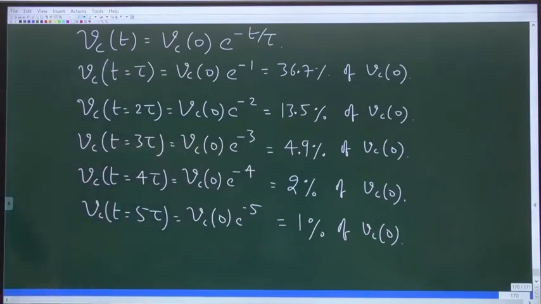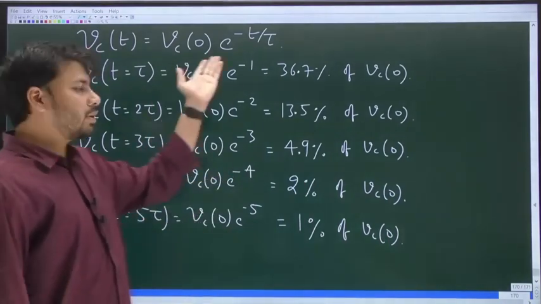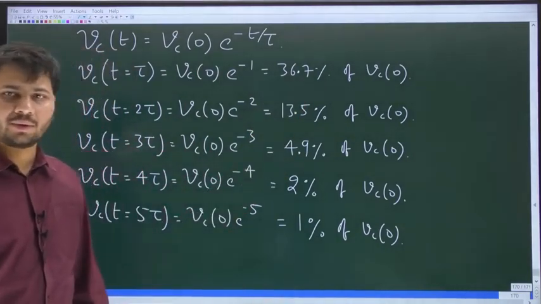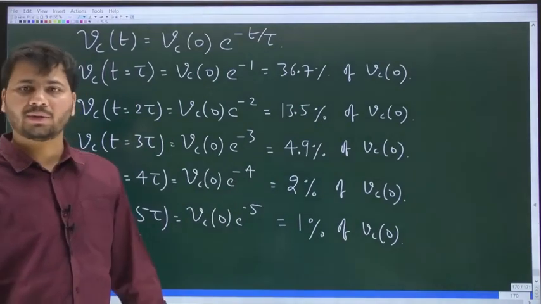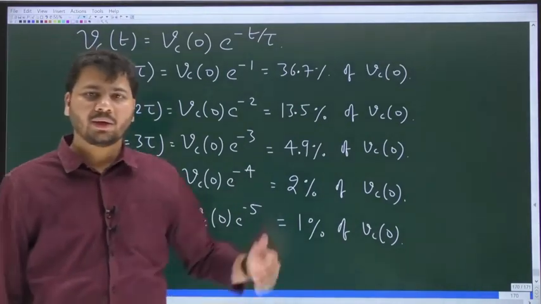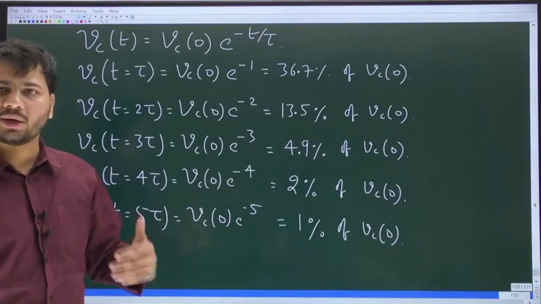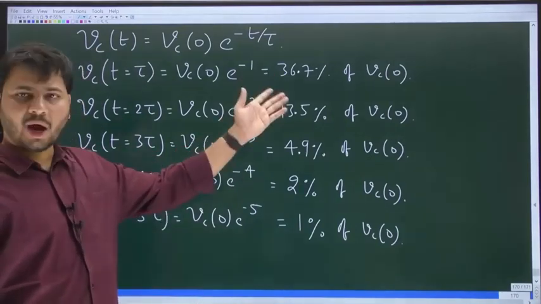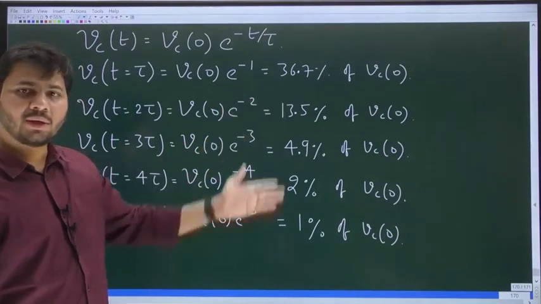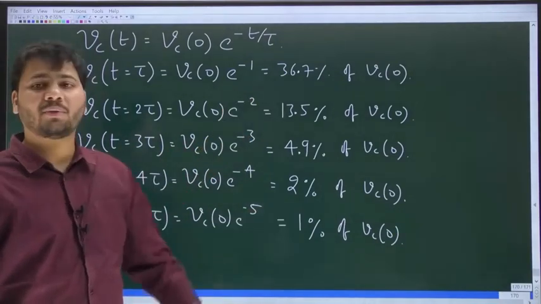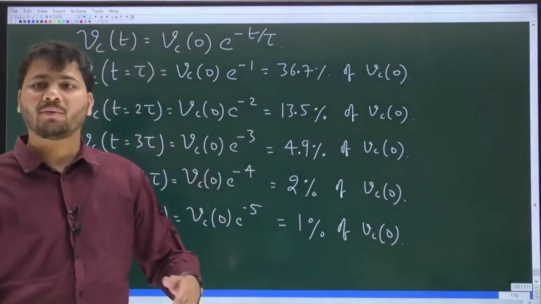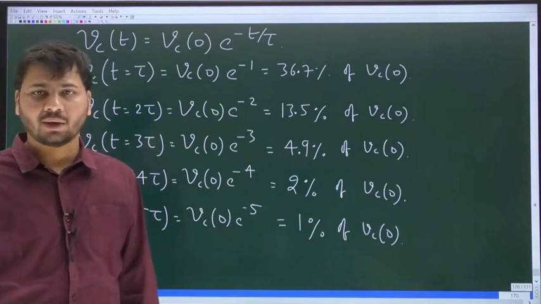These are just numbers, you don't have to remember these values. If you know this, you can find the value of Vc of t at any instant: Vc of 0 into e power minus t by tau. So the point is, Vc is gradually decreasing with time in an exponential fashion. After 1 time constant, it becomes this much. After 5 time constants, it becomes 1%. 1% means 1 by 100, so it becomes 1/100th of its initial value.